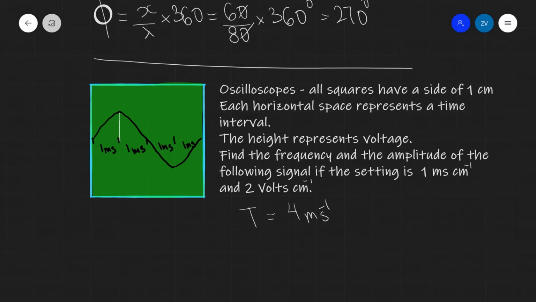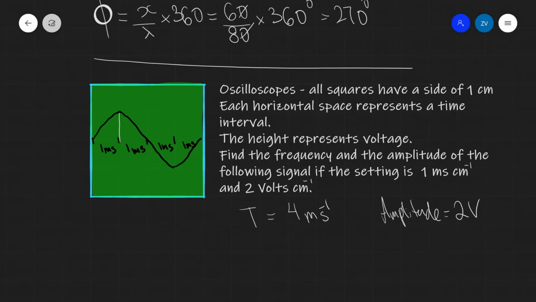The height of the signal is just 1 square, and we can directly see the amplitude if that's the case, because the length of 1 square is 1 centimeter and it's 2 volts per centimeter. Therefore, I can just say over here that the amplitude is equal to 2 volts.